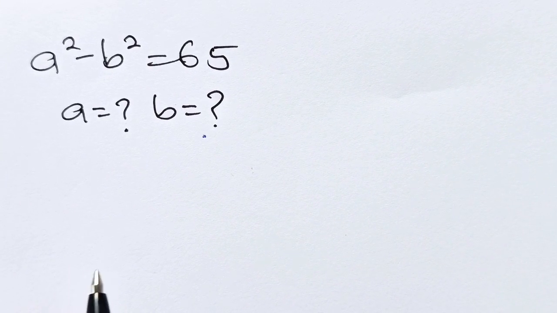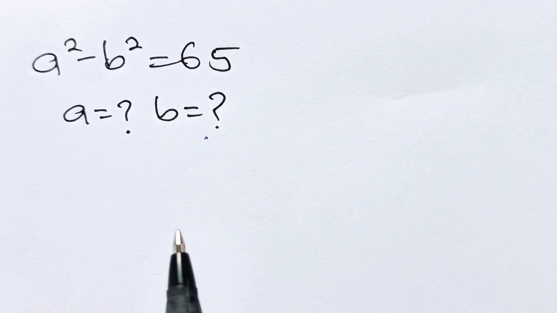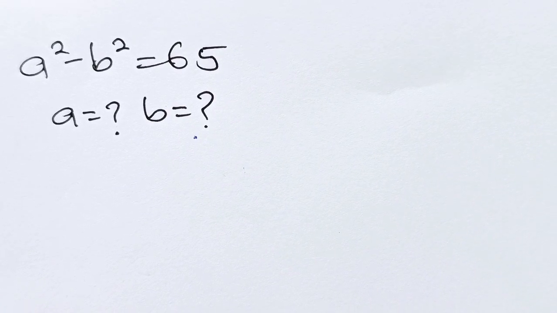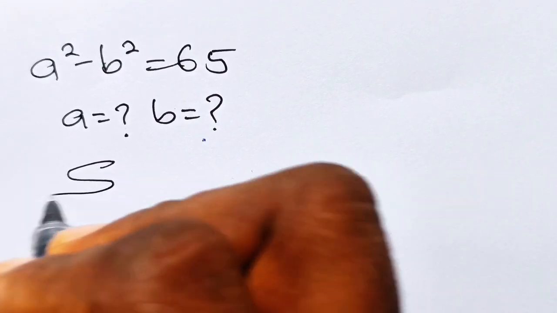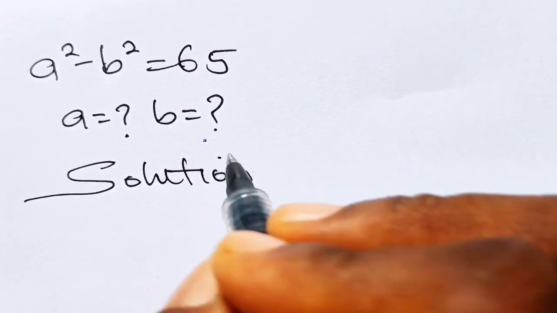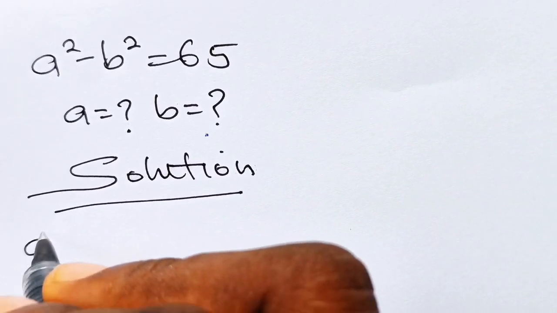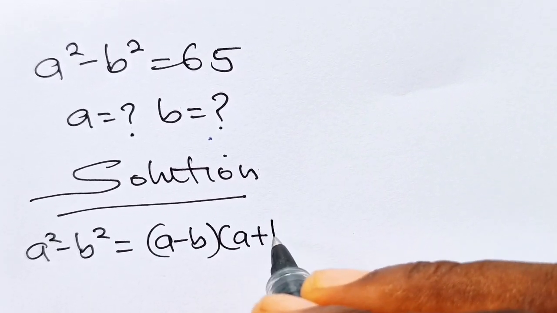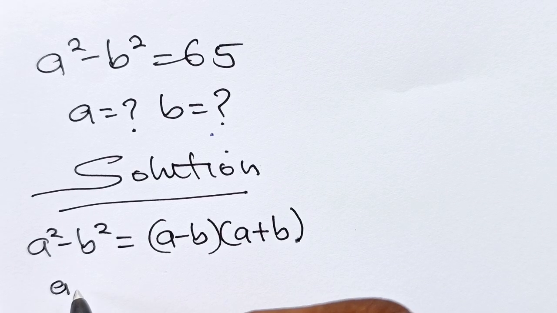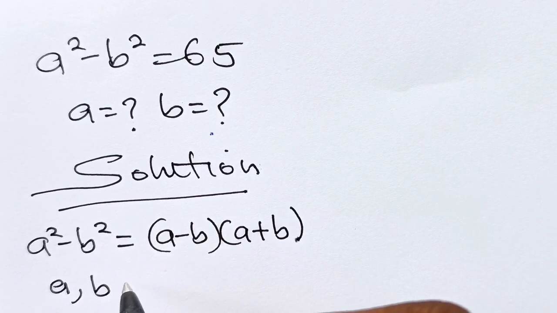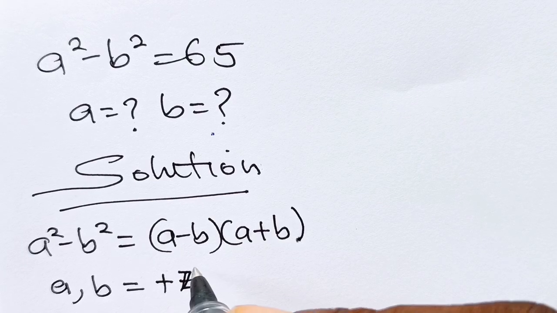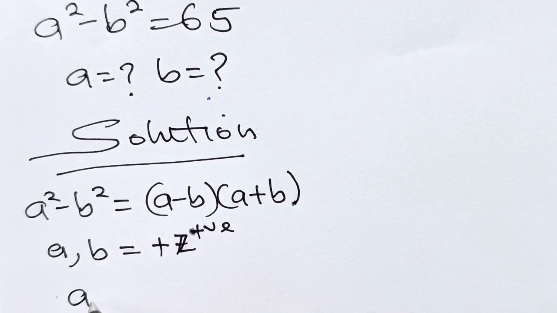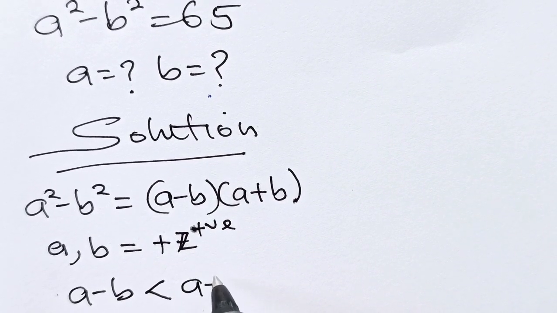Today we are told that a squared minus b squared equals 65, and we are asked to solve for a and b, where a and b are positive integers. First of all, recall that a squared minus b squared is equal to (a minus b) multiplied by (a plus b). And if a and b are positive integers, that simply means that a minus b should be less than a plus b.